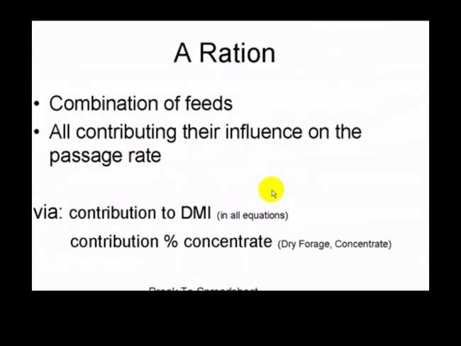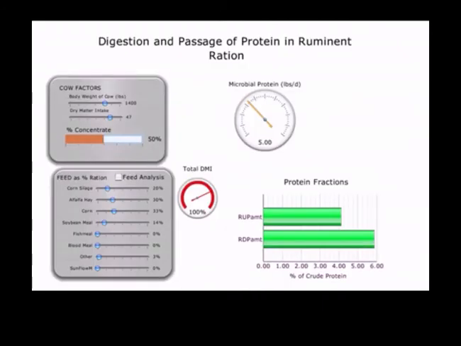So a ration is a combination of feeds, all contributing in a way to influence the passage rate, and all contributing to the total passage of feeds. So here we're looking at a ration program where you can put in different feed amounts, 50% forage concentrate, 47 pounds of dry matter, and then we're looking at the actual impact on the microbial yield of protein. So as we increase the passage rate, notice that the microbial protein is actually increasing.